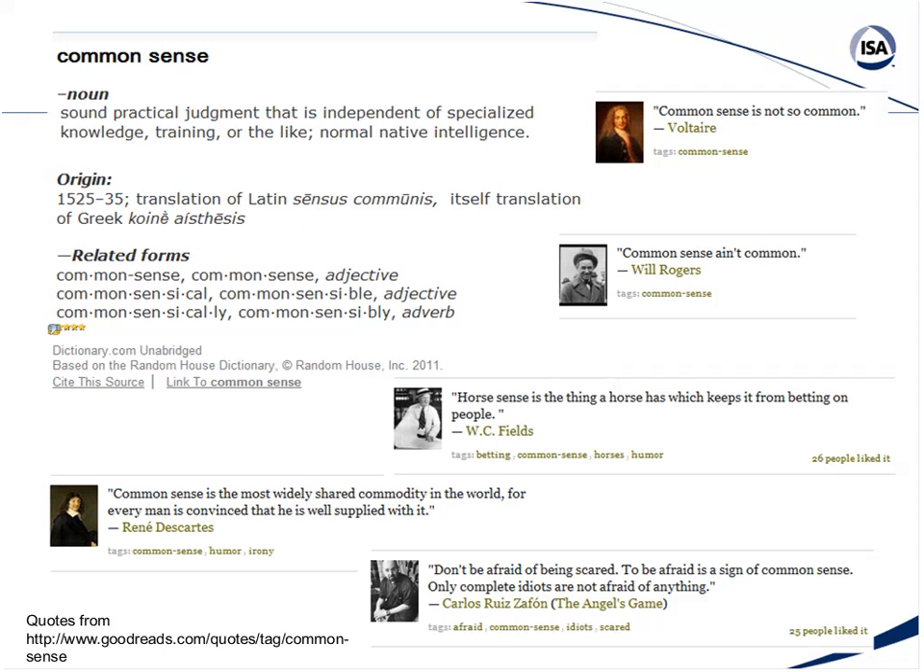So I'm going to flip it to the next one. Here are some things on common sense so that you can actually see where those things are out there. And I like the W.C. Fields quote, "Horse sense is the thing that the horse has which keeps him from betting on people." So you really have to watch it and keep going.